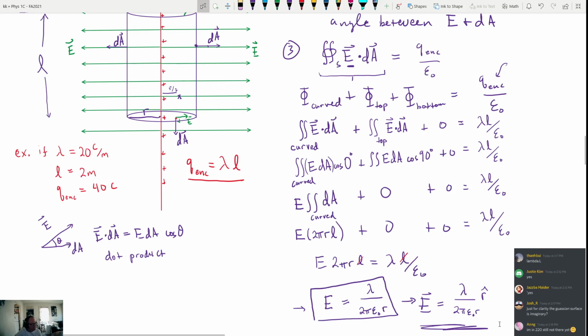Okay, I see a lot of people typing. I want to take a break, but I want to make sure. How do we know how to use Gauss's law or the methods we learned in the previous lectures?